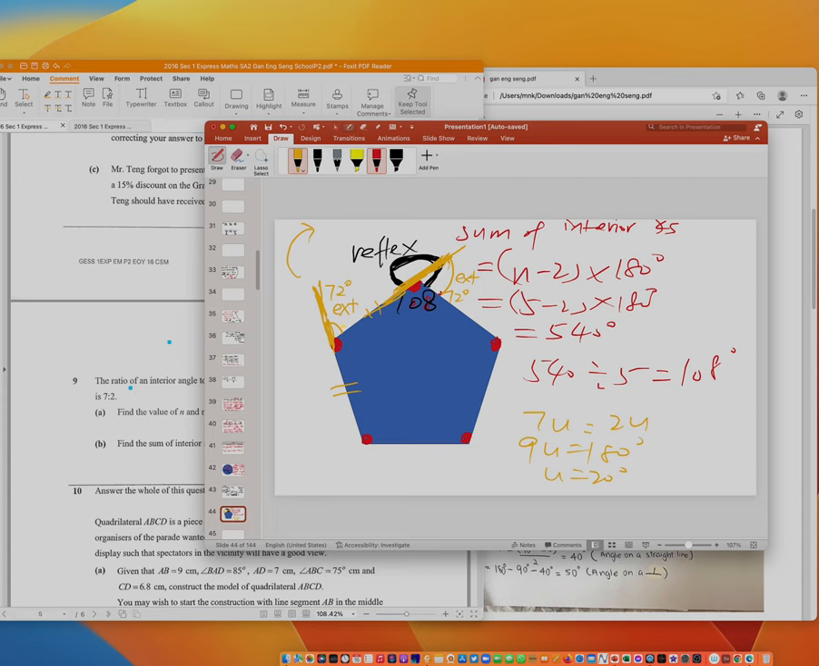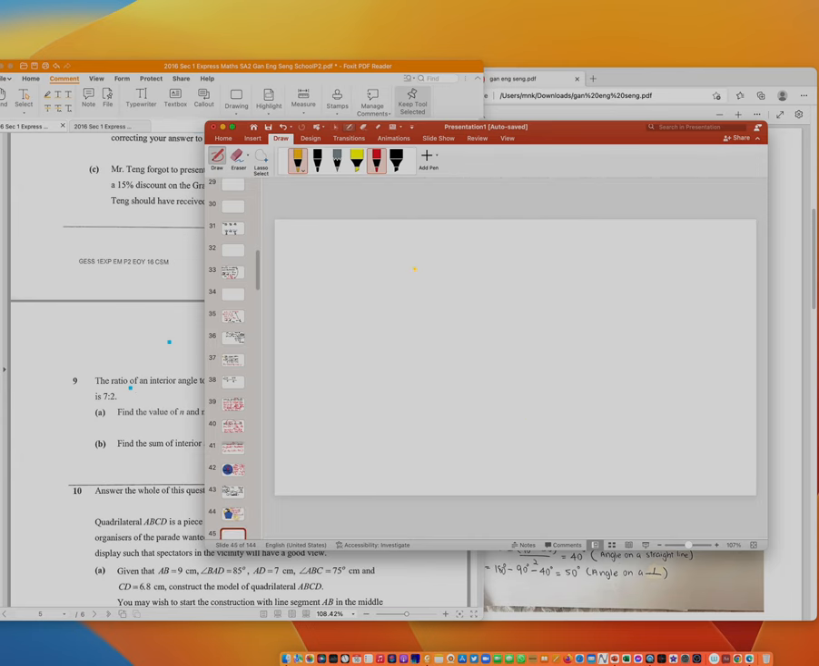So which one do they want? Interior is 140. They want the value of n. So n minus 2 times 180 will give you the sum of interior angles, and the sum of interior angles is also 140 times n. Then you solve for n, and that will give you the number of sides.